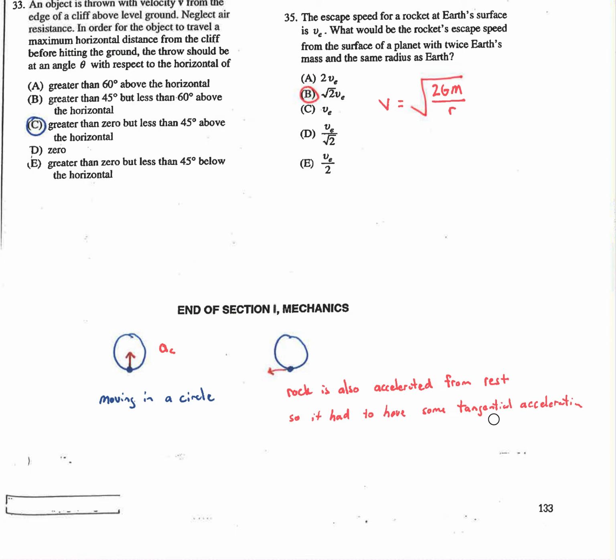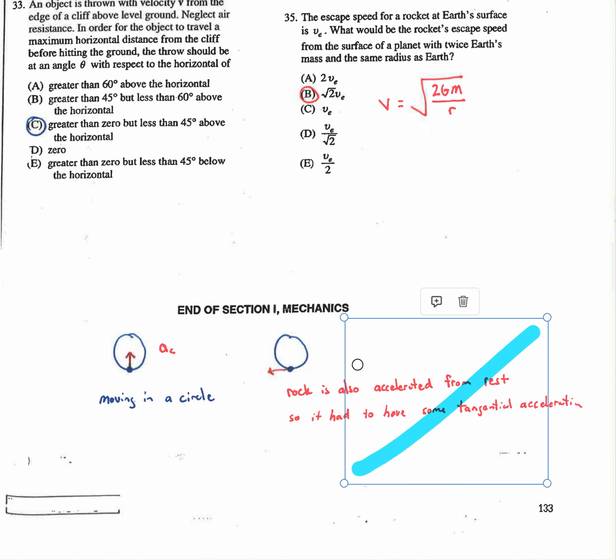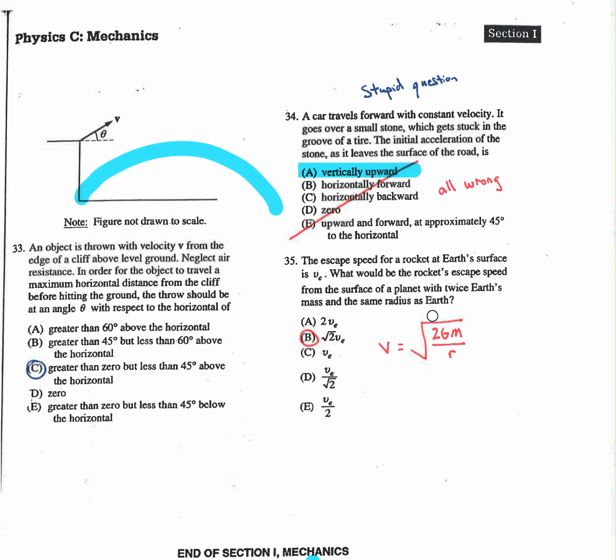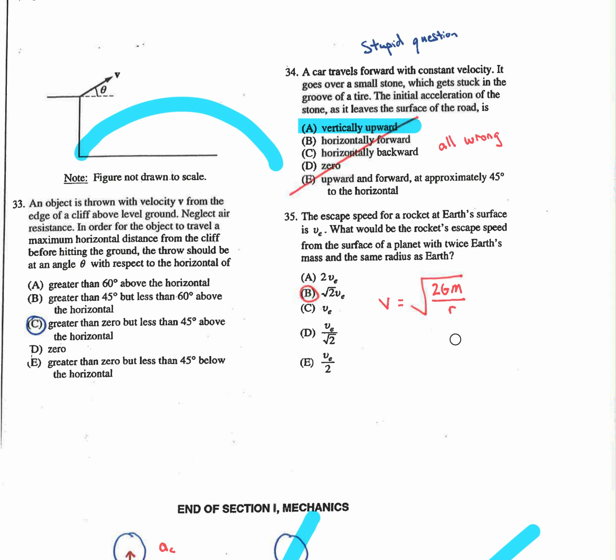And I do say the rock is also accelerated from rest, so it's got to have some tangential acceleration, and that's, I don't know, you've got to define what it means by initially. Certainly the rock gets some tangential acceleration because the rock does speed up, but when you start talking about, I'm going to erase this comment, initially it is right away, it is only upward. And I'll show you here in a second.